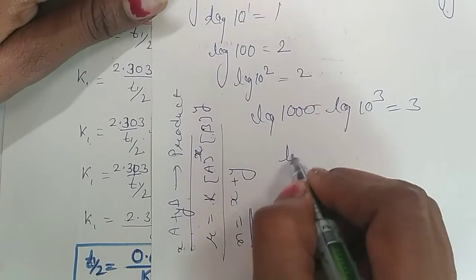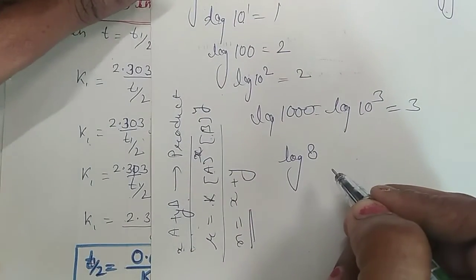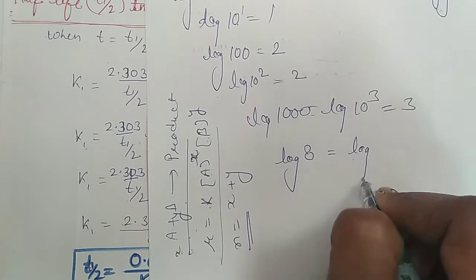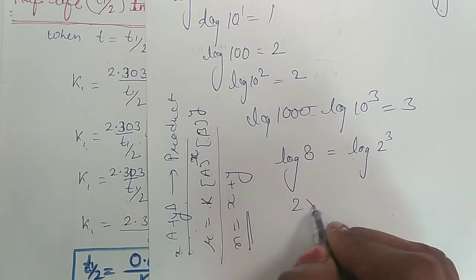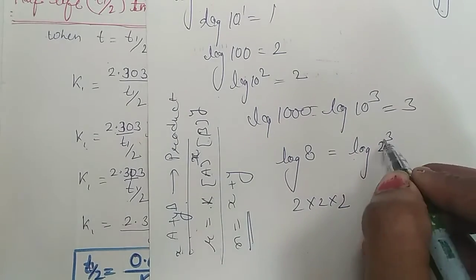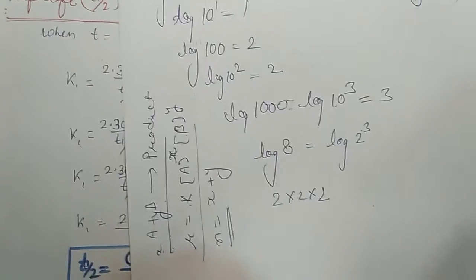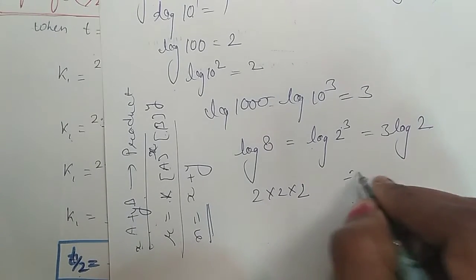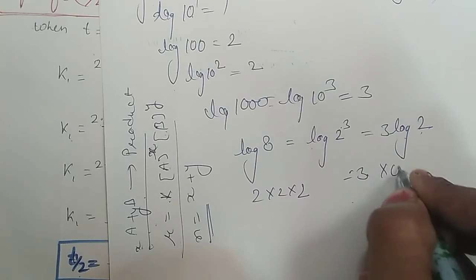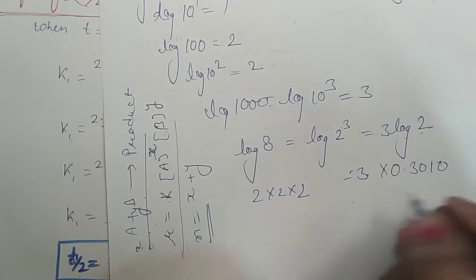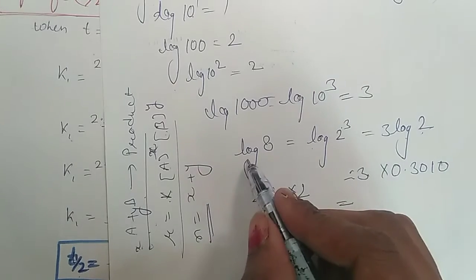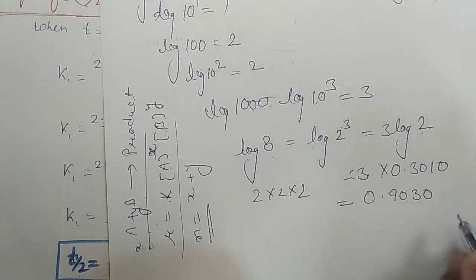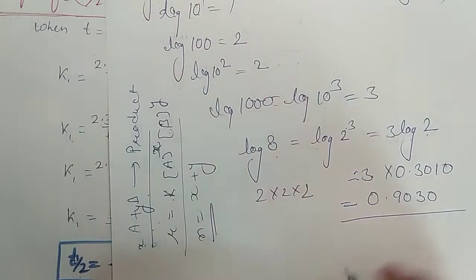If I want to calculate the value of log 8, log 8 means log 2 to the power 3, since 8 means 2 into 2 into 2. Log 2 to the power 3 means 3 log 2. The value of log 2 is 0.3010. So the value of log 8 would be 0.9030.